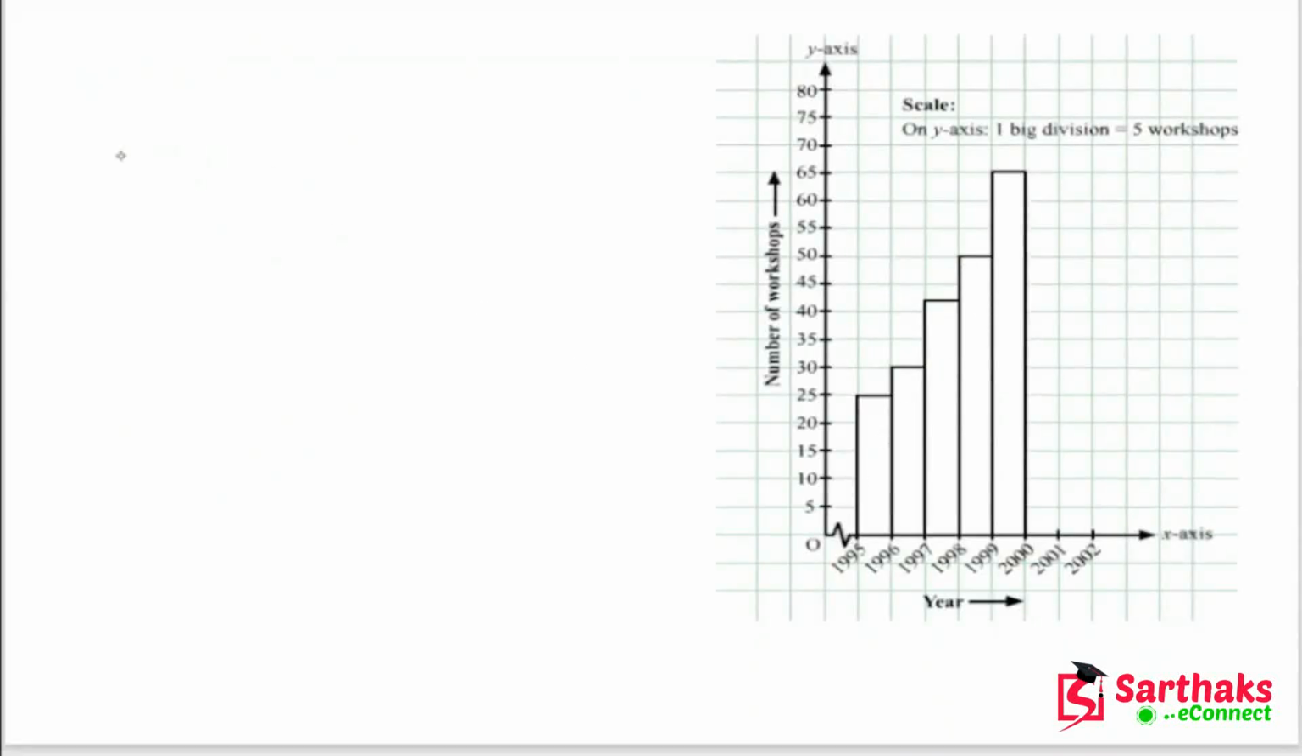Now you can clearly see on the x-axis this symbol kink is used because the data is not starting from 0. Again, the scale on the y-axis has been taken as 1 centimeter, or 1 big division, equals 5 workshops. So you will have to get 13 lines or 13 blocks to represent 65. That is well within our limits, so we can do that.